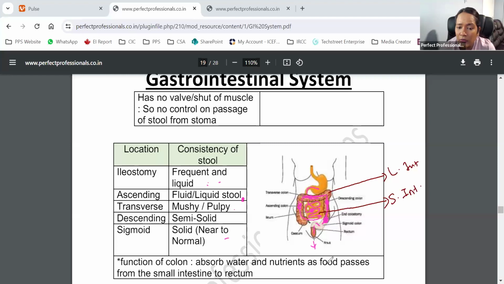normal. Absorption of water and nutrients happens as food passes from the small intestine to the rectum; at every place something is happening, the food is getting absorbed, water is getting absorbed and all.